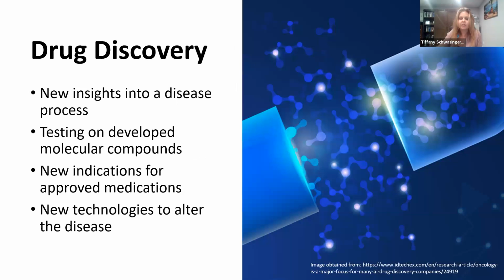So for drug discovery, this can really occur through a couple of different pathways. So new insights into a disease. So say we found a new receptor, we found a new molecule that kind of regulates how disease develops. A lot of it, though, actually comes from testing undeveloped molecular compounds.